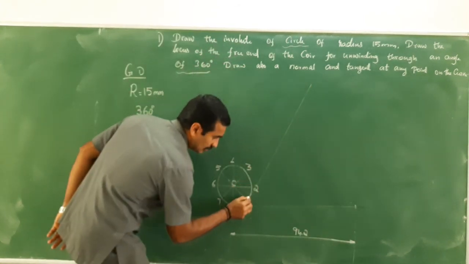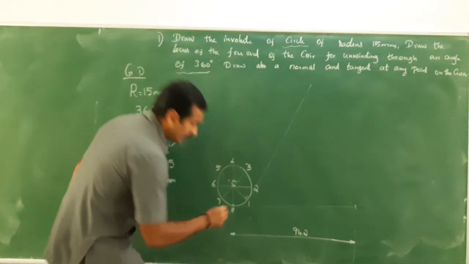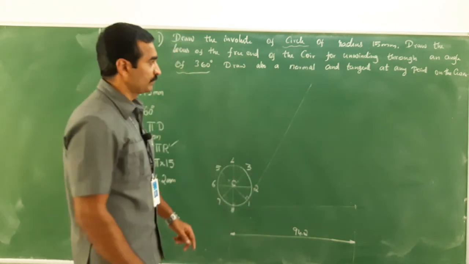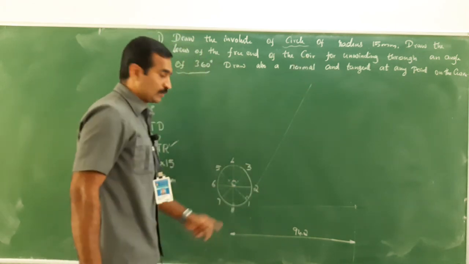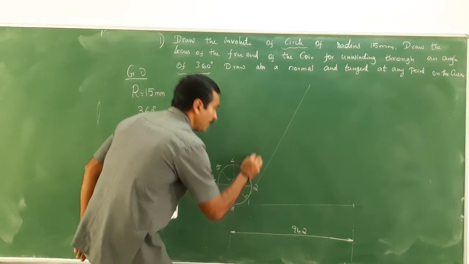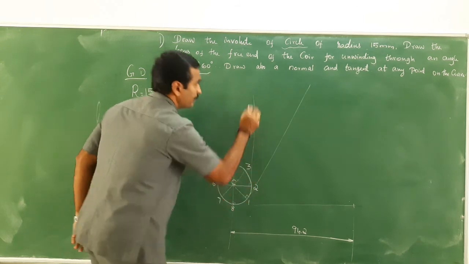Look at here, it should be 90 degree. Here it is 90 degree. Similarly, here it is 90 degree. Next, for point 2, draw a tangential line which is 90 degree. It should be 90 degree.